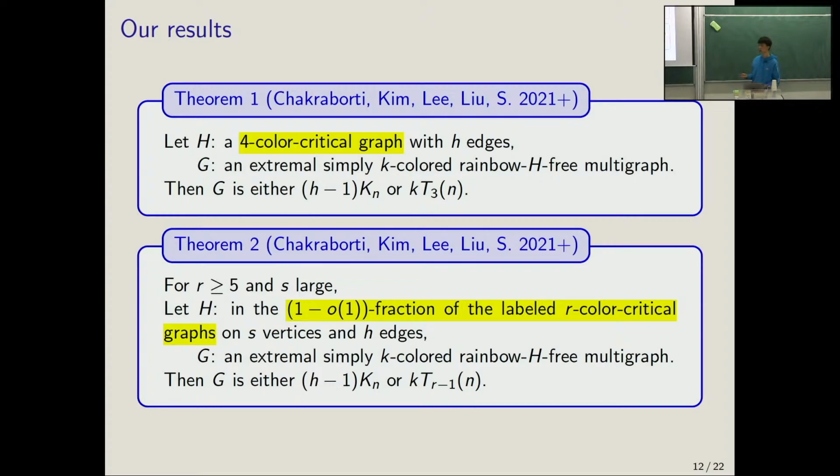So here comes our result. We proved that the conjecture holds for when r equals 4, and we also proved that when r is greater than or equal to 5, almost all color critical graphs satisfy the condition. The condition again means it has one of those two natural constructions as its extremal multigraph.